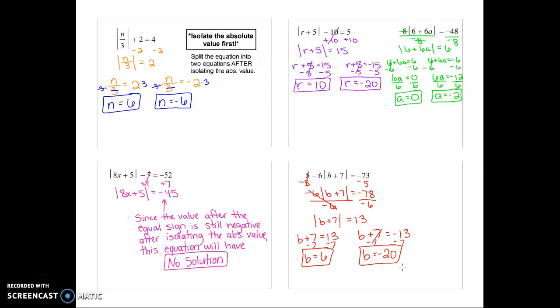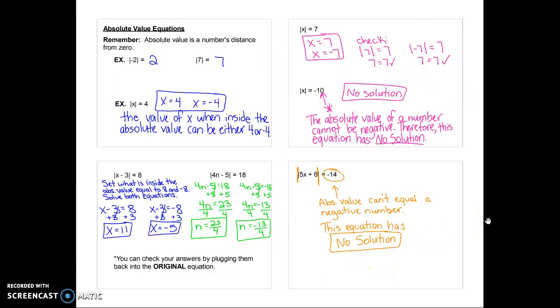Most absolute value equations are going to have two answers. So be very careful, make sure that you're checking for a negative. If it's not equal to a negative, then you split into two equations and solve them both. Again, this is the very first concept in quarter 3. It's the absolute value equations.